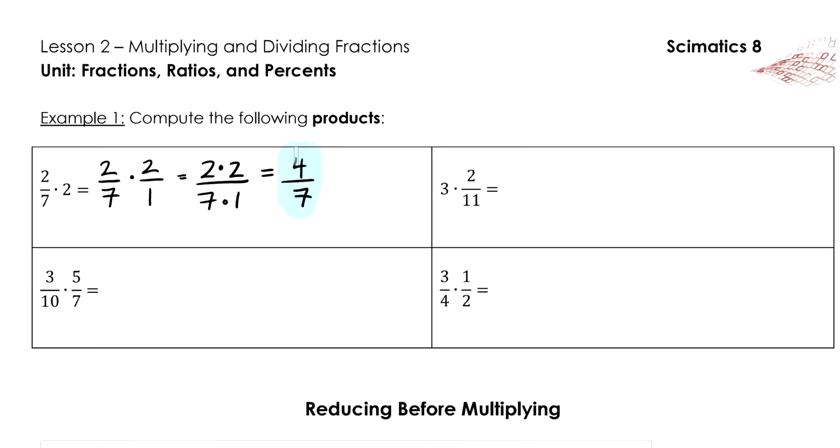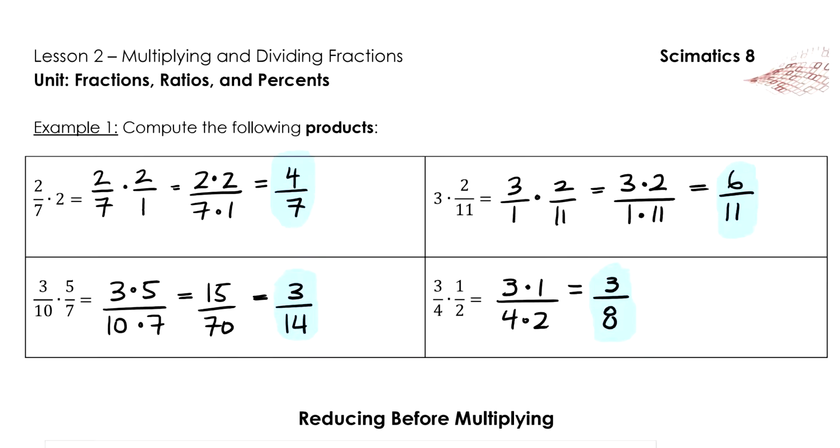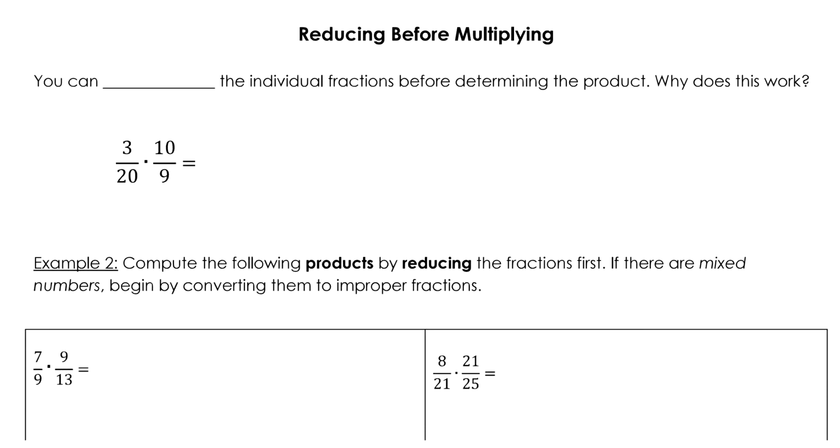Please pause the video here while you try the rest of the questions on your own. Okay, let's compare our answers. Now, I don't know about you, but when it came to this one, 15 over 70, to simplify that, I was kind of like, oh, mental math. So I'd like to show you a trick for making it a little bit easier, and it's called reducing before multiplying. The way this works is that you can reduce the individual fractions before determining the final product. You may have seen this done before, but I would like you to understand why it works.